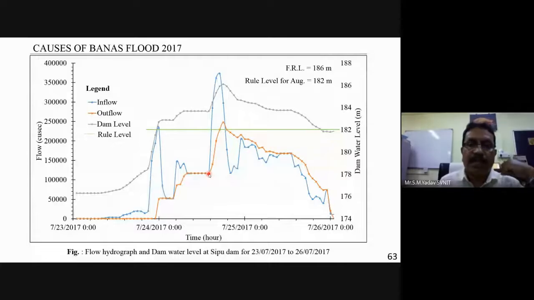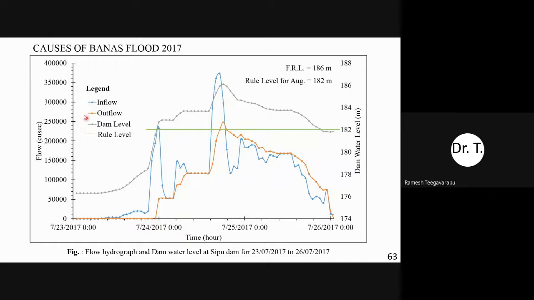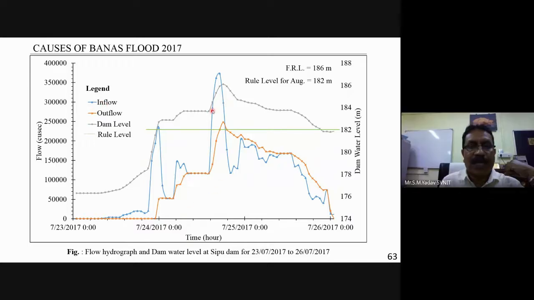Yes, sir. But actually, the problem is time, sir. You can see here on the 24th and 25th, if you look at the inflow hydrograph, the blue color line, you will find that the inflow suddenly increased. The flow is not intermittent, or the flow has not come with a 4 or 5 day margin, sir. The rainfall was so heavy.